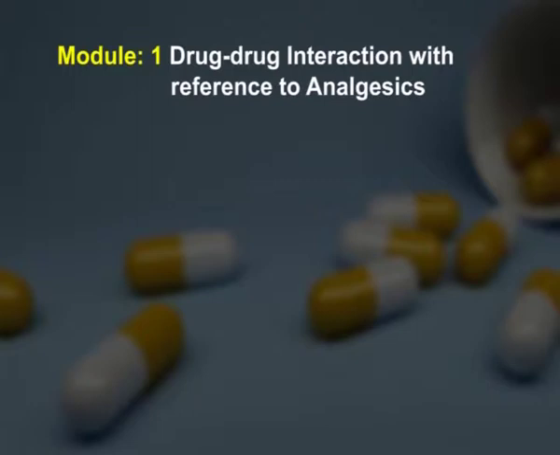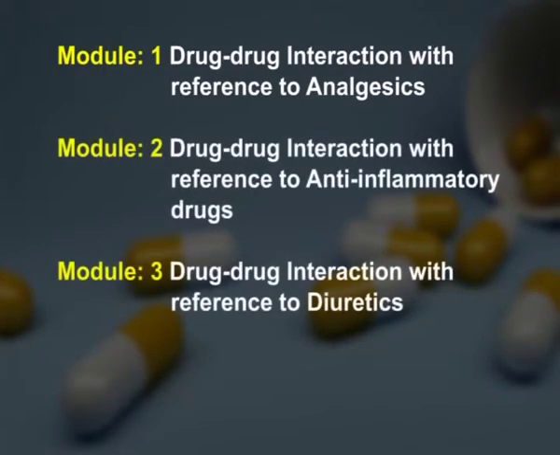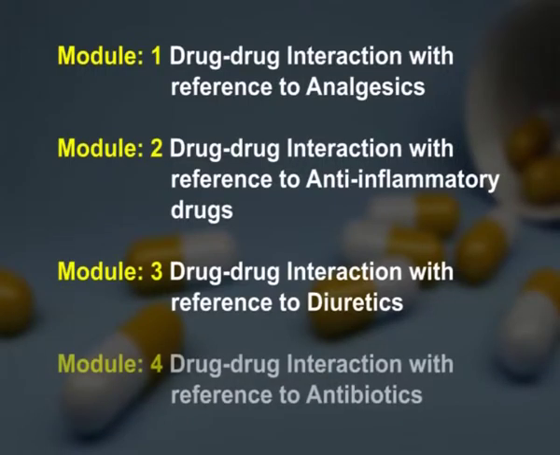Module 1st, drug-drug interactions with reference to analgesics. Module 2nd, drug-drug interaction with reference to anti-inflammatory drugs. Module 3rd, drug-drug interactions with reference to diuretics. Module 4th, drug-drug interactions with reference to antibiotics. Let's discuss drug-drug interaction. Then we will move to drug-drug interaction with reference to analgesics.